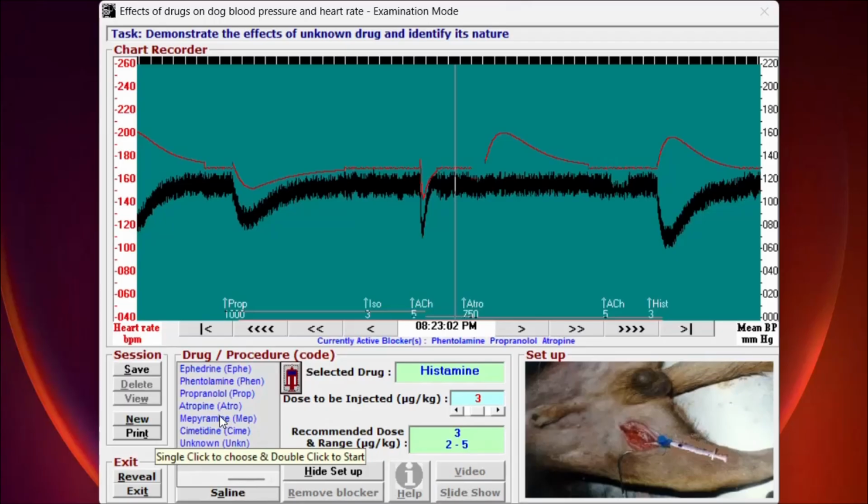Okay, तो सबसे पहले हम देंगे histamine. Okay, then अगर आपको demonstrate करना है H1 blocker, that is mepyramine, then you can give mepyramine. If you want to demonstrate the action of H2 blocker cimetidine, then you can give cimetidine, and then following that again you will give what, histamine.